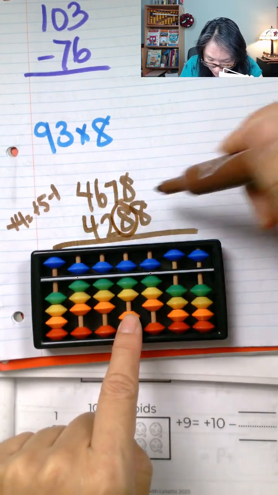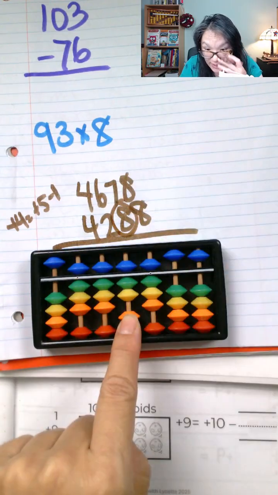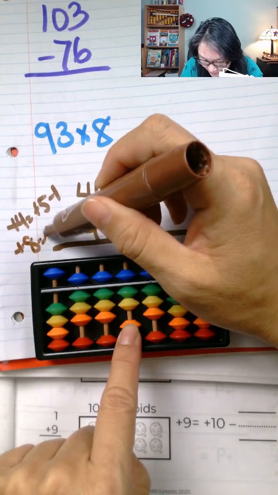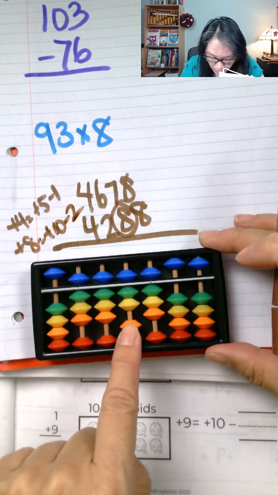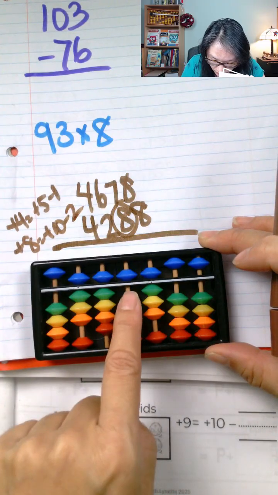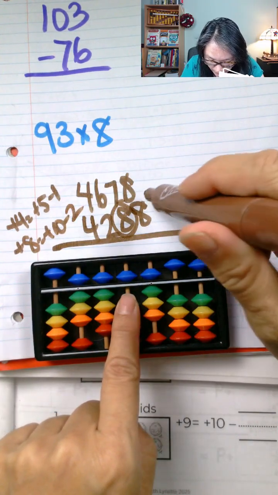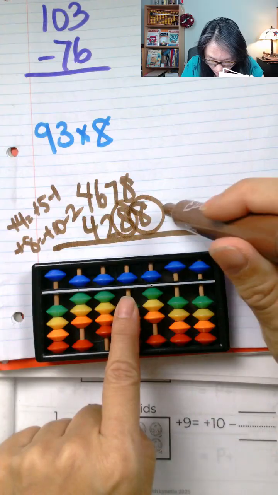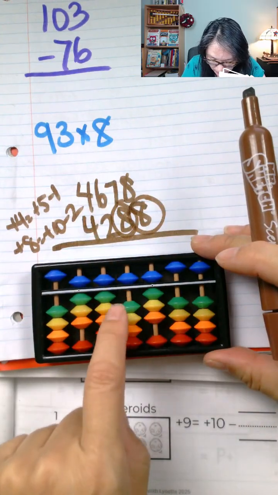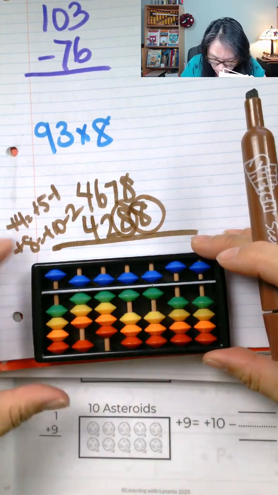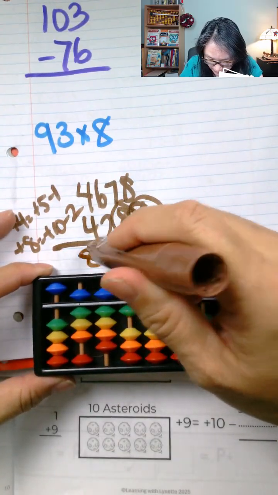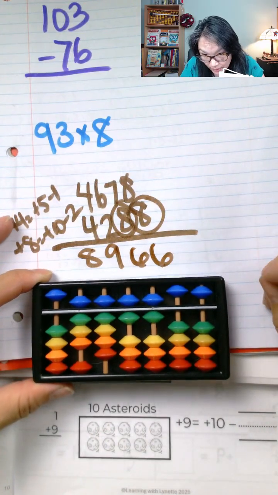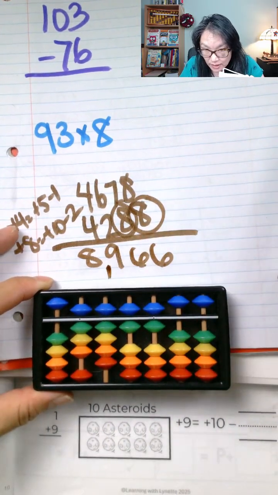When I add the 8, it is plus the 10 minus 2. So I'm going to plus the 10, take away the 2. And then I'm on this 8. Can I add another 8? No, I can't. I need to plus the 10 minus the 2. So my final answer is 8966. And there's my comma.